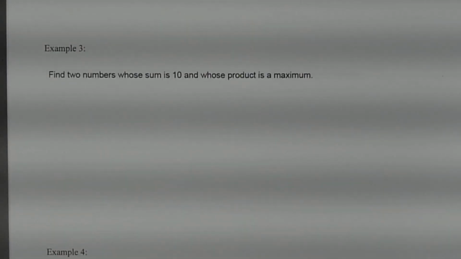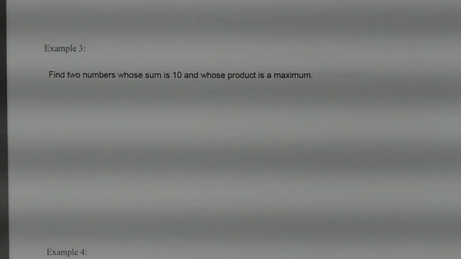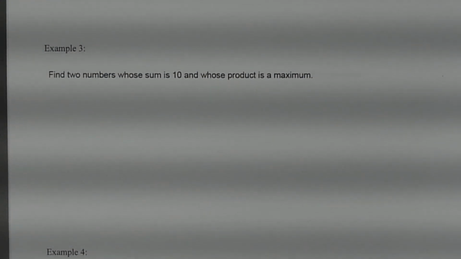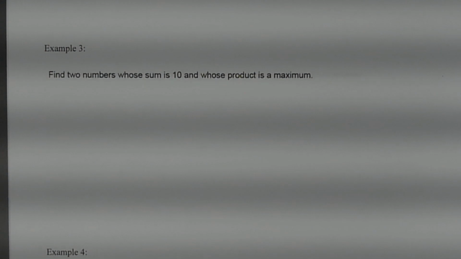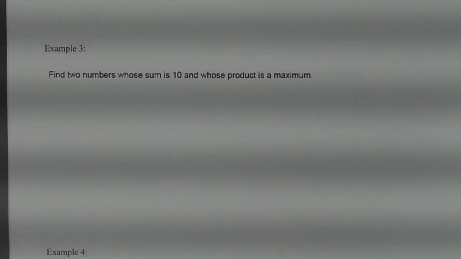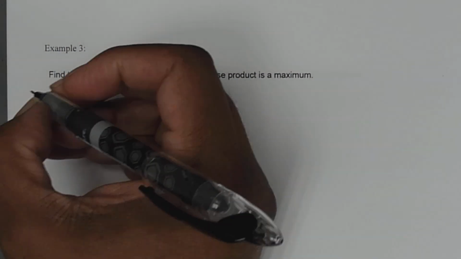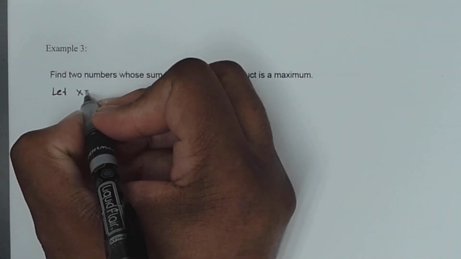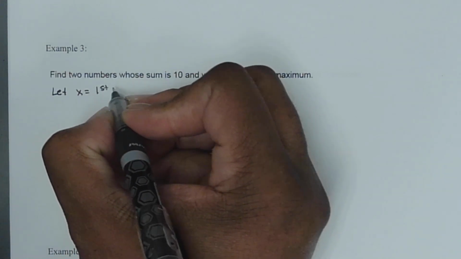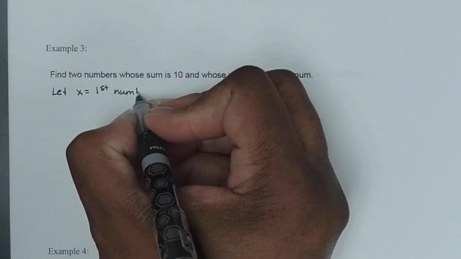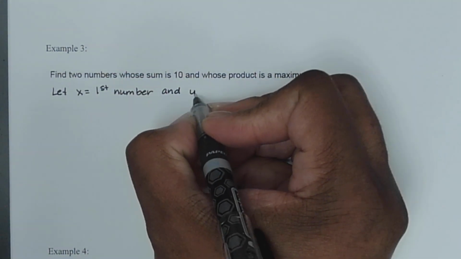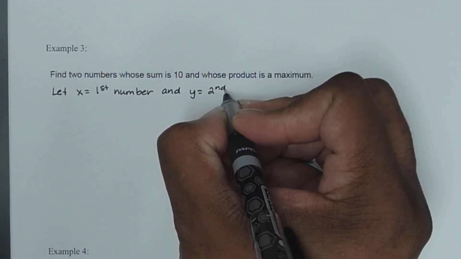All right, let's look at this next example. Well, we're going to find two numbers whose sum is 10 and whose product is a maximum. Two numbers whose sum is 10 and whose product is a maximum. So in this case, I'm going to let x be the first number, and y equal to the second number.